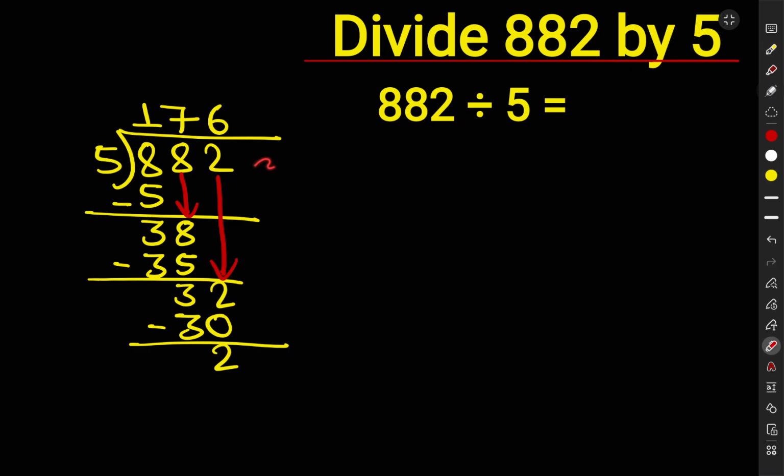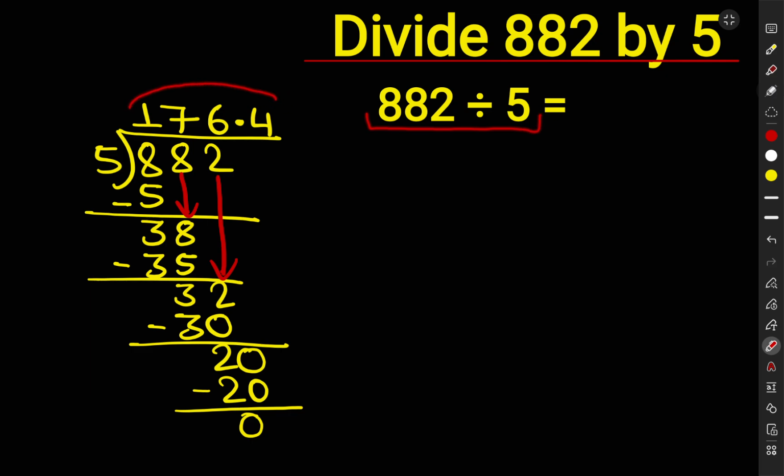So now we have no other number to put down. So we take here a decimal, so that we put zero. So it is 20 and 5 times 4 is 20. On subtracting we get zero. So 882 divided by 5 is 176 decimal 4.